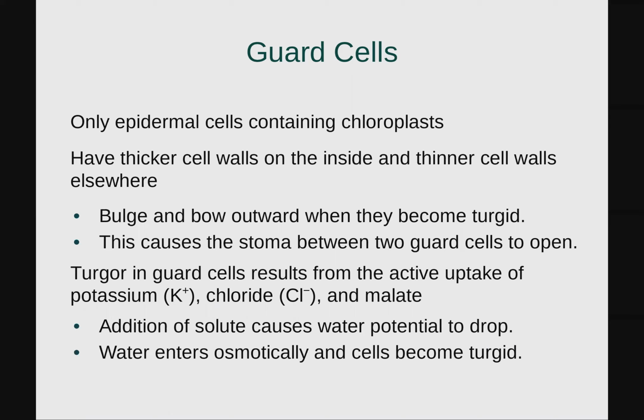because too open leads to too much loss of water. As we discussed, the stomata have these guard cells, which are epidermal cells containing chloroplasts. They have very thick cell walls on the inside and thinner cell walls elsewhere. What these guard cells do is they bulge and bow outward when they become turgid, which causes the stomata between two guard cells to open. Now, the turgor, i.e. just the pressure in the guard cells, actually results from the active uptake of potassium and chloride and malate, which is a type of carbohydrate. Adding these solutes causes the water potential to drop, thus ensuring water enters osmotically and the guard cells become turgid, i.e. opening them up.